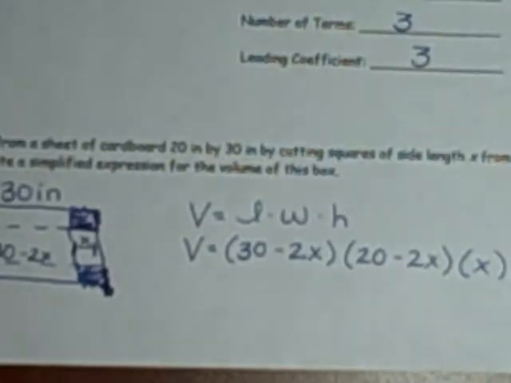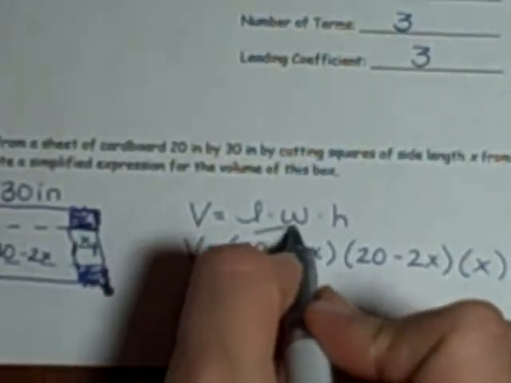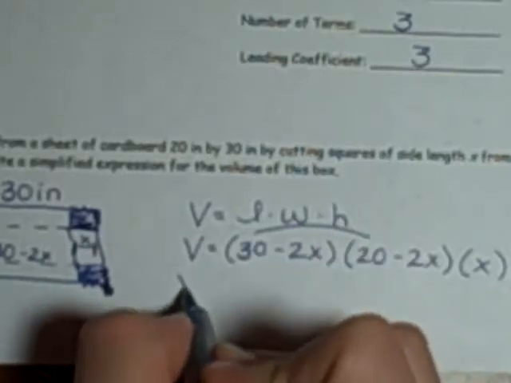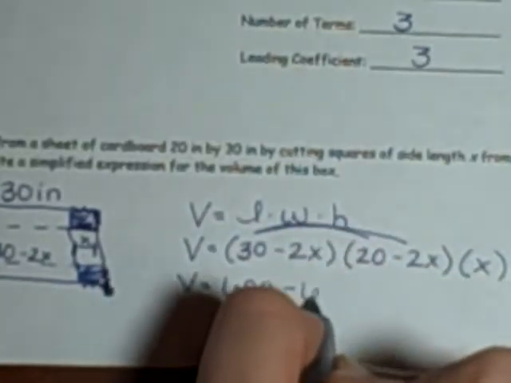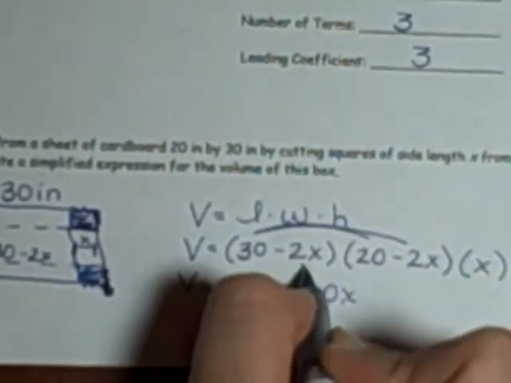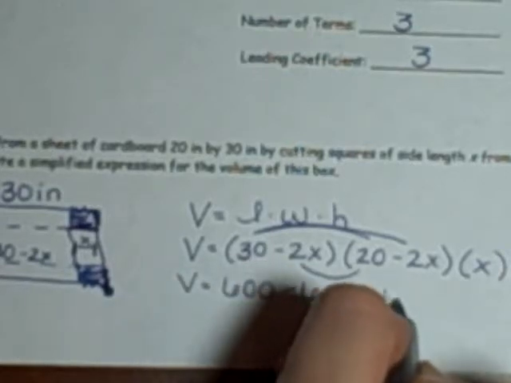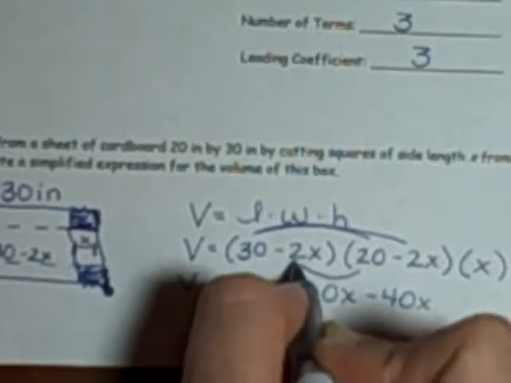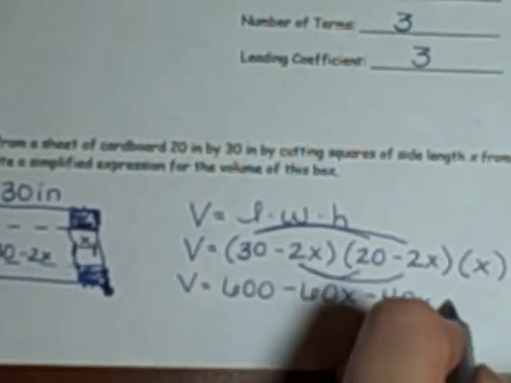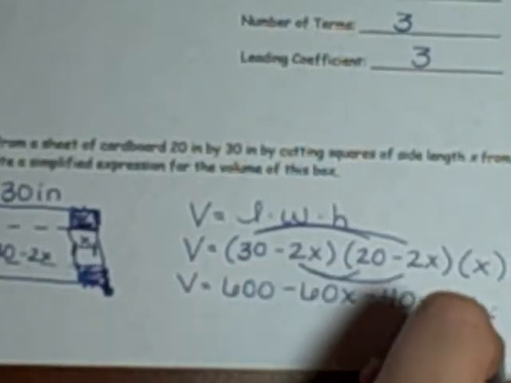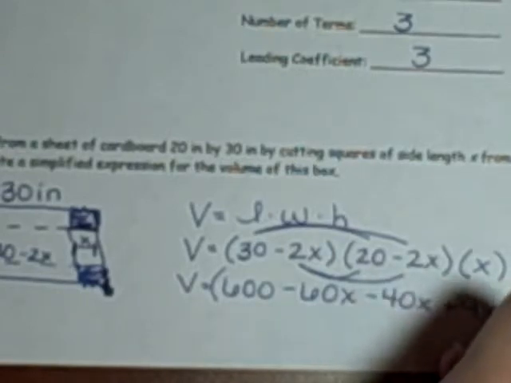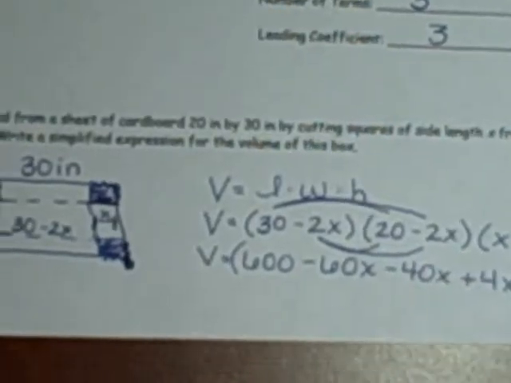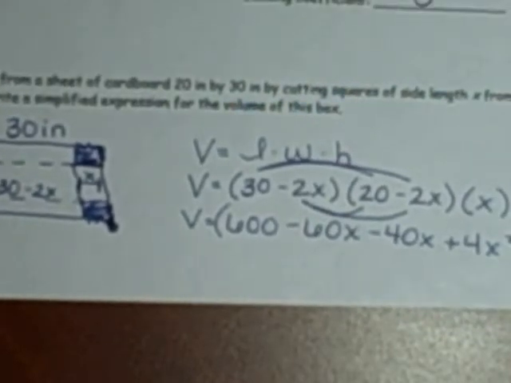Well, I would start by foiling those first two together. So 30 times 20 is going to give me 600. 30 times negative 2x is negative 60x. Negative 2x times 20 is negative 40x. And negative 2x times negative 2x is positive 4x squared. And do keep in mind we still have this lonely x down here at the end. Before I mess with that x, I'm going to put together my like terms here.